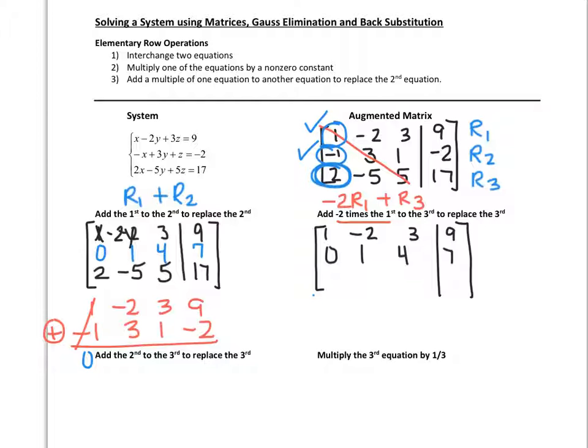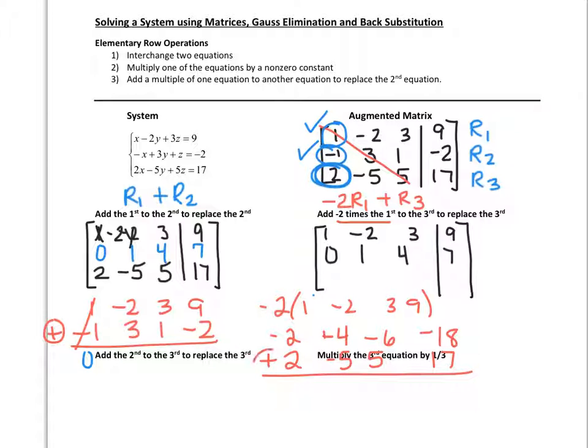So I'm going to do that work down here again. So I'm going to do -2 times the first row. So the first row is this, and I'm going to multiply each of them by -2. So that's -2, +4, -6, and -18. And I want to add that to the third equation so that I can replace it. So here's my third equation. So I'm going to add that to 2, -5, 5, and 17.